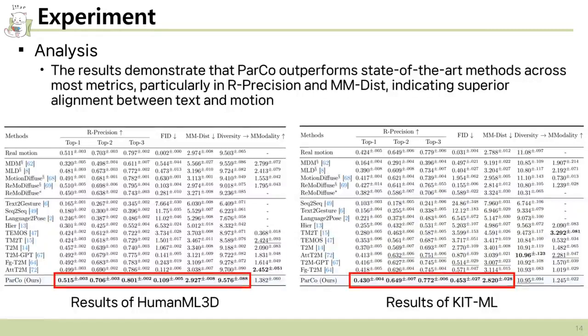The results of the experiment showed that ParCo outperforms other models across metrics, especially in FID. ParCo achieves higher scores for both the HumanML3D and KIT-ML datasets, producing more accurate and semantically aligned motions. This indicates that ParCo is more effective at generating motions that match the text input, providing both accuracy and variety.